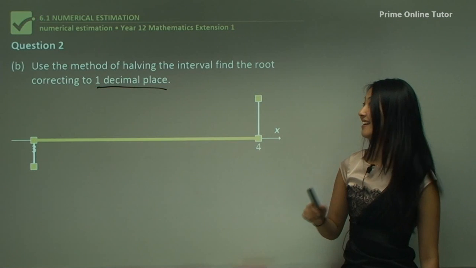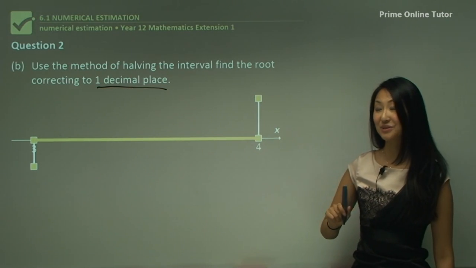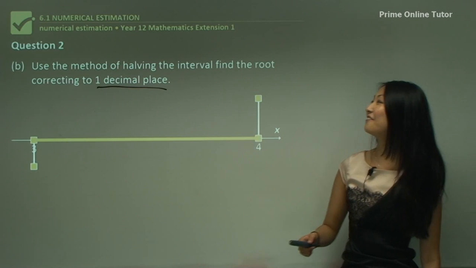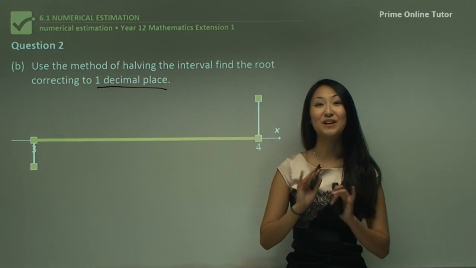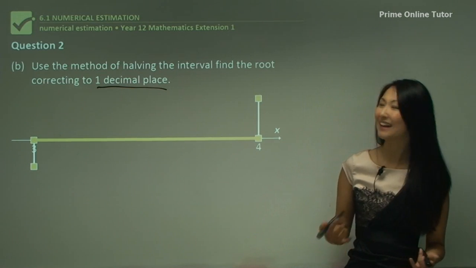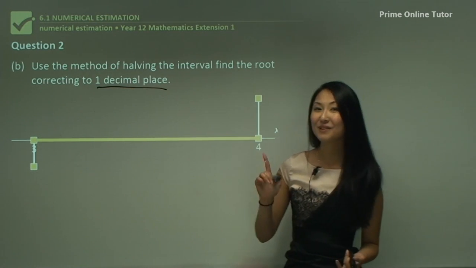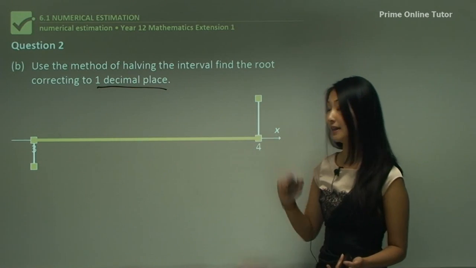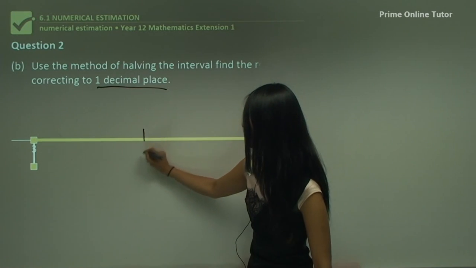So you can see, it doesn't tell you how many applications you need to use. We need to work that out for ourselves. Now, that phrase 1 decimal place confuses a lot of students, and I don't blame anyone because it actually does get a little bit misleading. So what it doesn't refer to is if we took half the interval here, it's going to be 3.5.